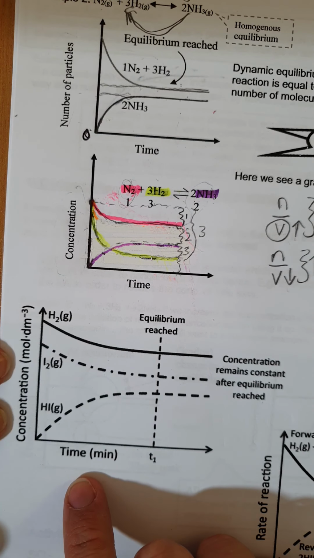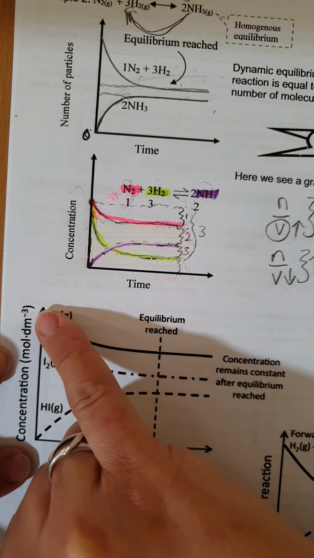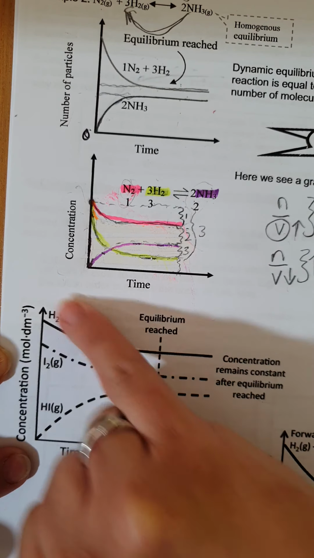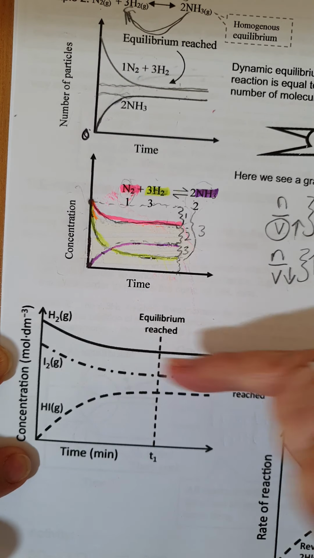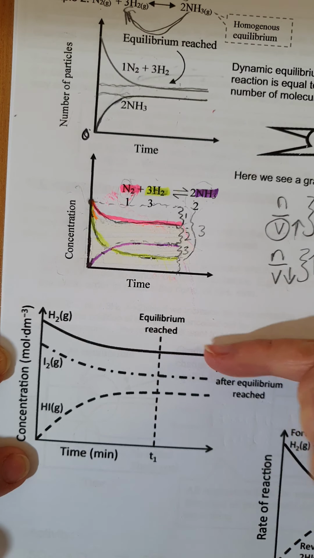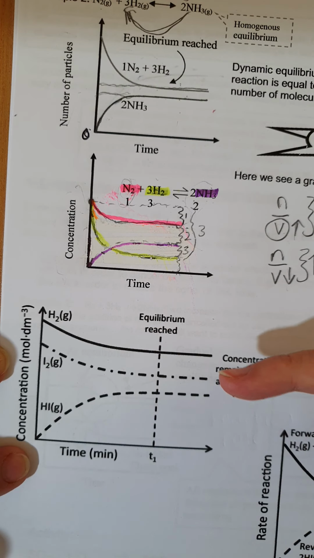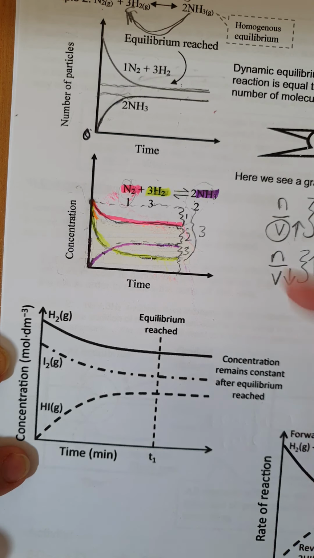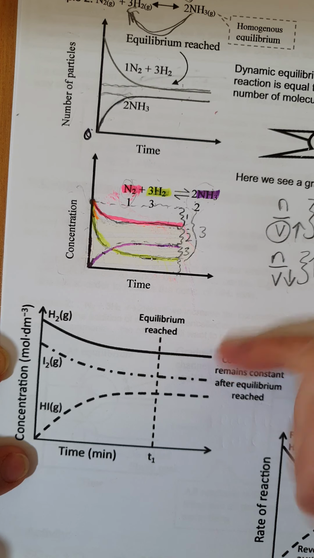Okay, so concentrations. Here we can see we're starting with 0 over here. Here these two are starting further up. So we know these are the reactants. This is the product. When they end up going so that their concentrations become constant, in other words, a horizontal line or a zero gradient, then we know they're in equilibrium.